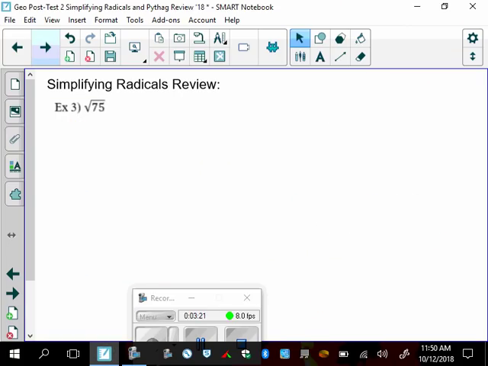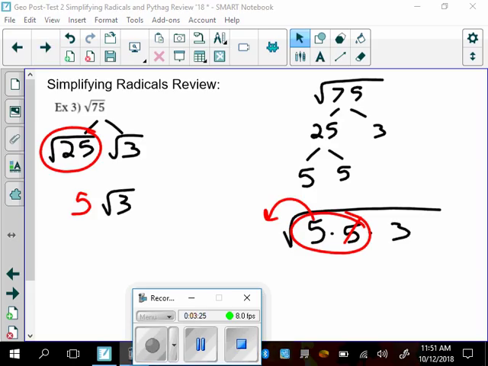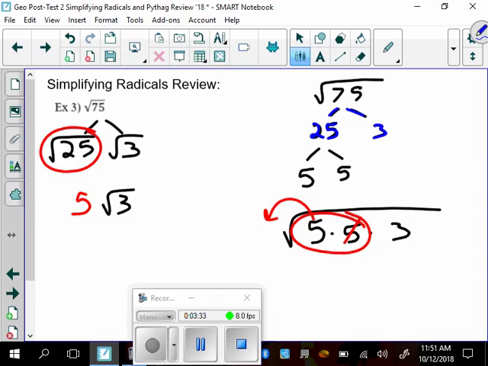Okay, please pause the video and try the square root of 75. Whichever method you use, if you break this up and use 25 and 3, and then I break it up further, looking for one of the pairs of factors to break out. The other method, 25 is our perfect square, and we end up with 5 radical 3.